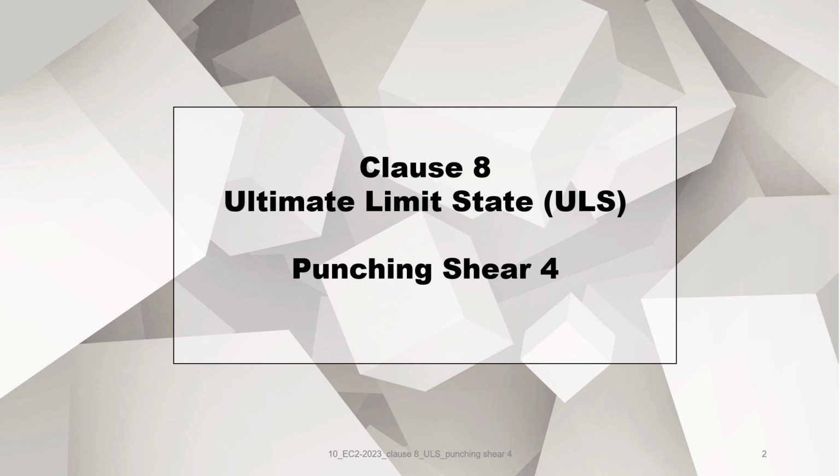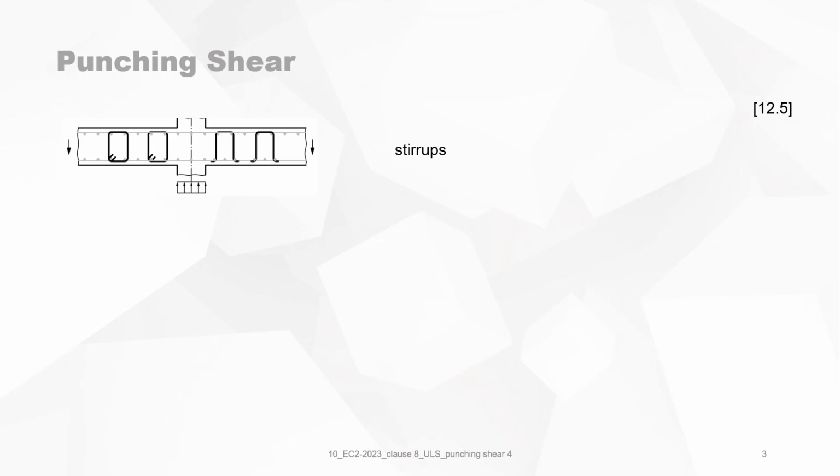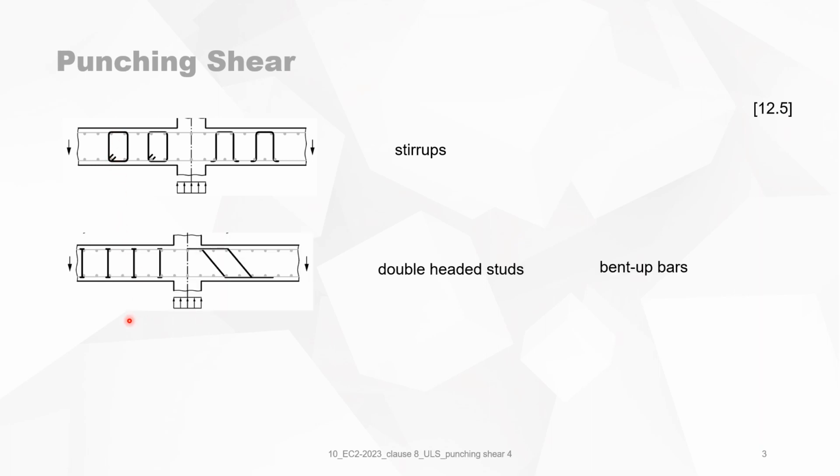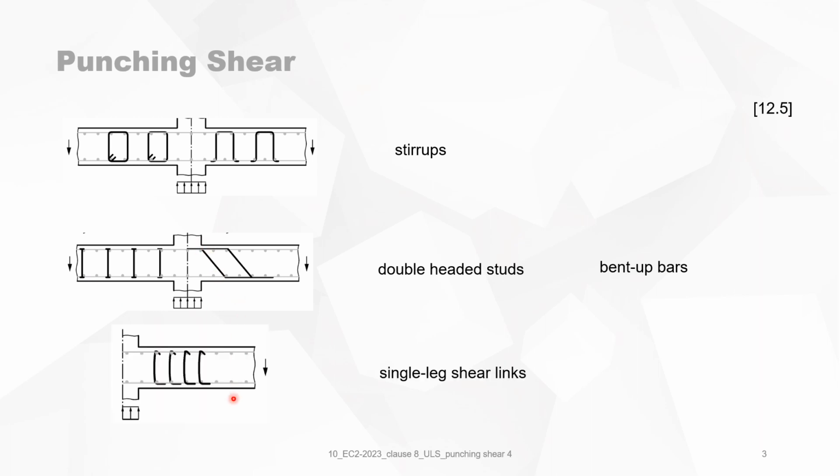The video will deal with clause 8, ultimate limit state, and it's the fourth and last video regarding punching shear. You have different types of punching shear reinforcement. First of all, you have the stirrups with closed loops or open loops. The anchorage of the stirrup must be completely fulfilled in the tension and in the compression zone. You can also use double-headed studs where the anchorage is adequate, or bent up bars. And finally, you can have single leg shear links.